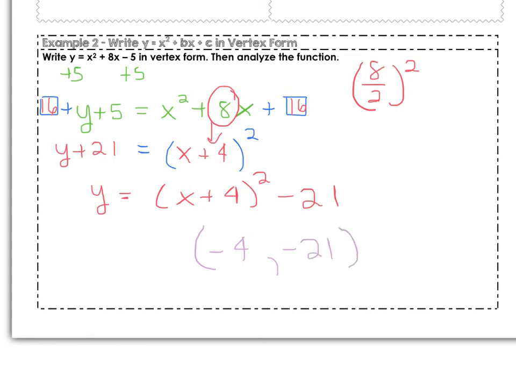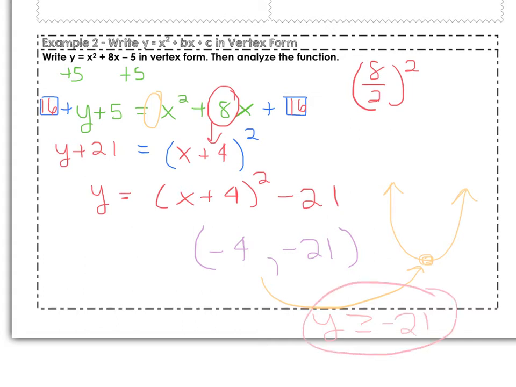Another piece of information I know about this parabola is that it's going to open upwards because I have a leading a value of positive 1. Okay, so this vertex is going to be located at a minimum value. Another thing that I can tell you just by looking at this equation is the fact that our range is y is greater than or equal to negative 21.